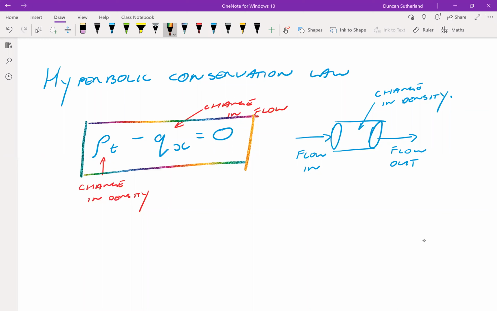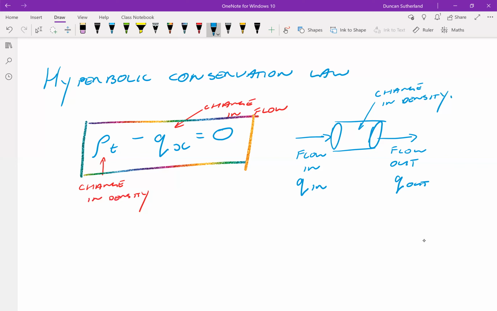What this PDE says, it's a PDE and it's a bit muddled up at the moment, it's for rho and this thing called Q. What it says is if we've got some flow into a region, Q in, Q out, the difference between the flow in and the flow out must be equal to the change in density of the stuff which is flowing. Any change in density must be equal to the change in flow.